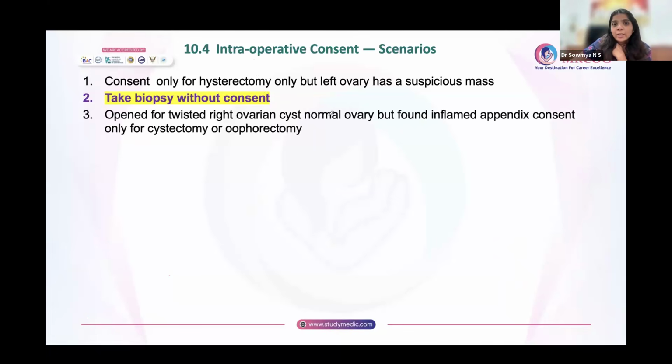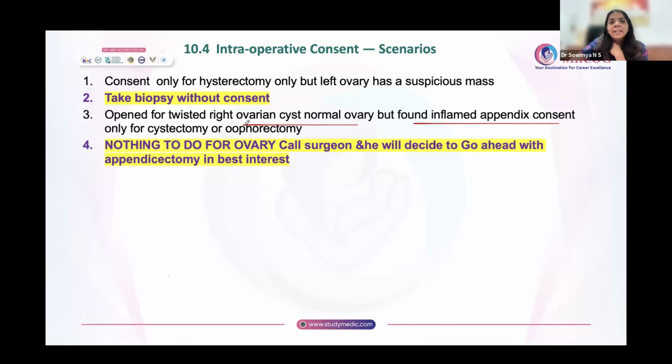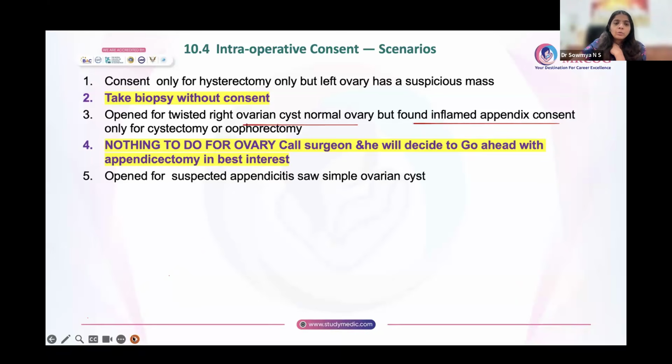Open for twisted right ovarian cyst. It was diagnosed as twisted ovarian cyst, but normal ovary found, inflamed appendix. Consent only for cystectomy and oophorectomy. Ideally, the ovary you don't do anything. You call for the surgeon and generally they would go ahead and remove it if it's an inflamed appendix. Otherwise, they are going to come back with peritonitis. So you are going to call the surgeon, and they are going to remove it.